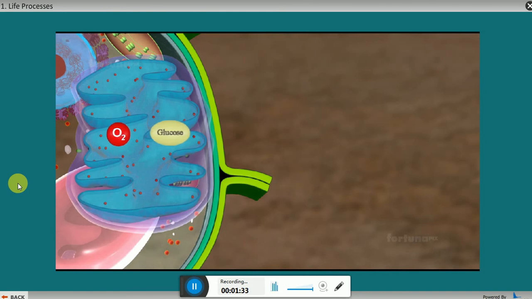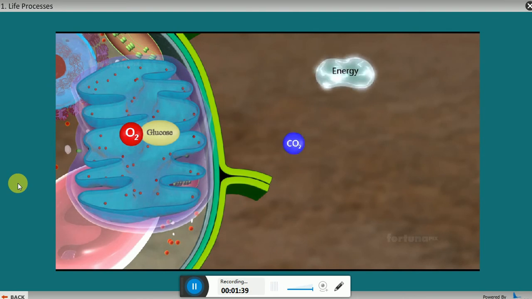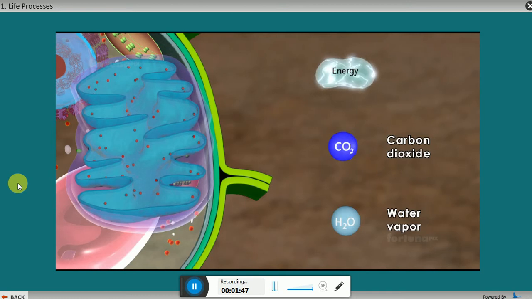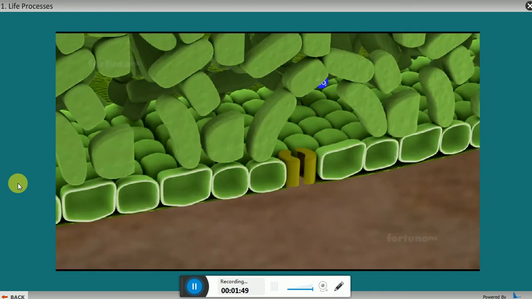During this process, there will be a release of energy, carbon dioxide, and water vapor. While the energy will be utilized by the plant, the carbon dioxide and water vapor will diffuse out through the stomata.